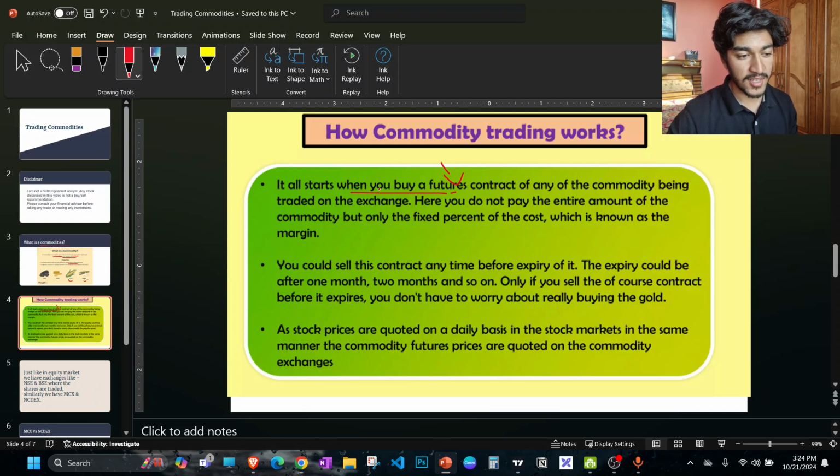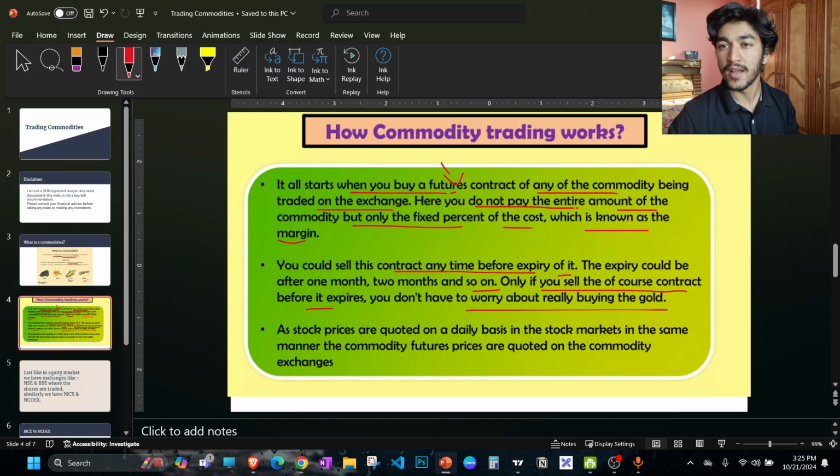So it all starts when you buy a futures contract of any commodity being traded on the exchange. These commodities are also traded on exchanges, like the NSE and the BSE that we have for stocks. Here you do not pay the entire amount of the commodity, but only a fixed percentage of the cost, which is known as the margin, as I explained earlier. You can sell this contract anytime before its expiry. Futures contracts have an expiry, which could be 1 month, 2 months, and so on. If you sell the contract before it expires, you don't have to worry about actually buying the gold.